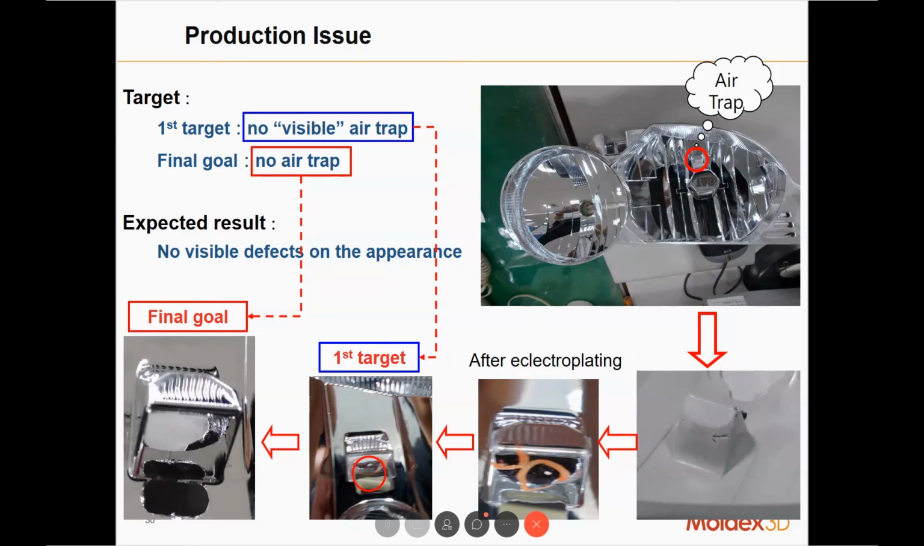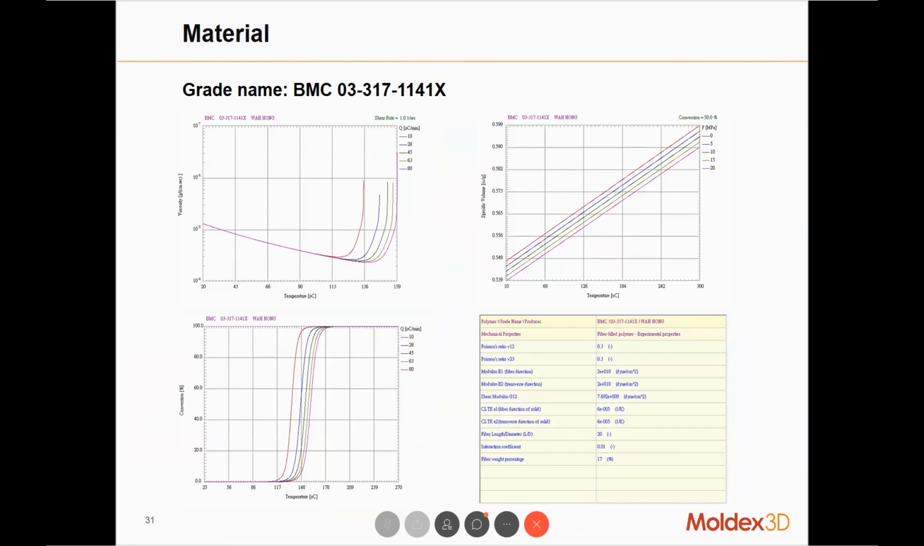And if possible, they would like to achieve their final goal, which is to eliminate all the air trap so that there's no air trap at all in this part. But at least they expect to have a part without any visible defects on the appearance side. So this is the material they used for simulation, a BMC material that is already included in our public material database.